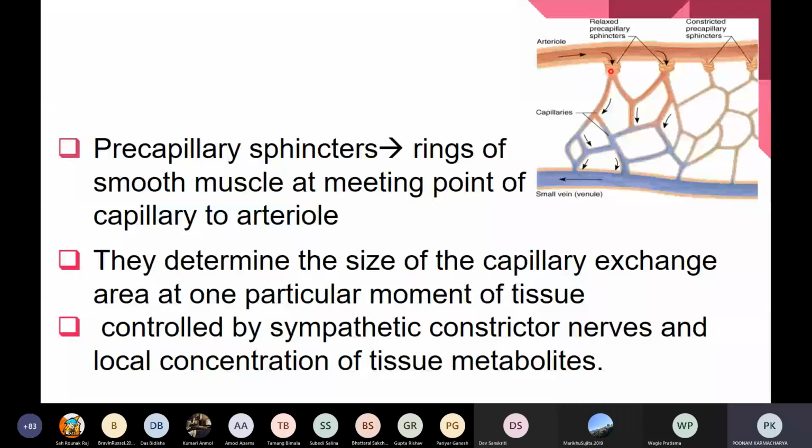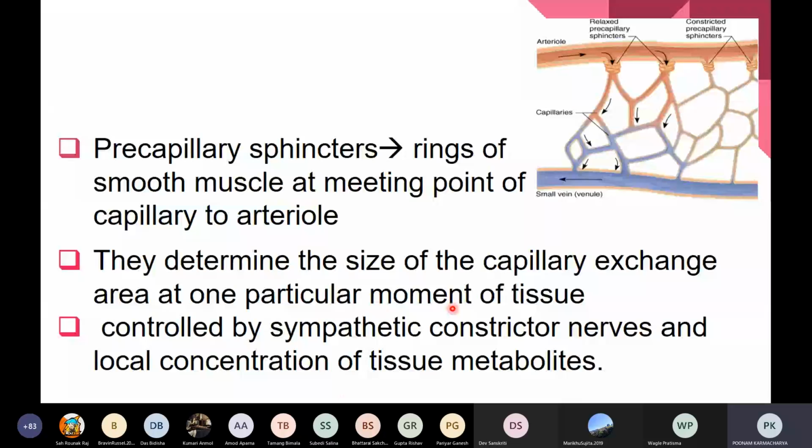And this resistance can be altered, and the main alteration is done by the sympathetic nervous system. As I told you, when there is increased sympathetic activity, there will be constriction of these arterioles, and that will cause an increase in vascular resistance, right? And increase in vascular resistance will cause a decrease in distal blood flow. At the same time, they are also influenced by the local concentration of the tissue metabolites.